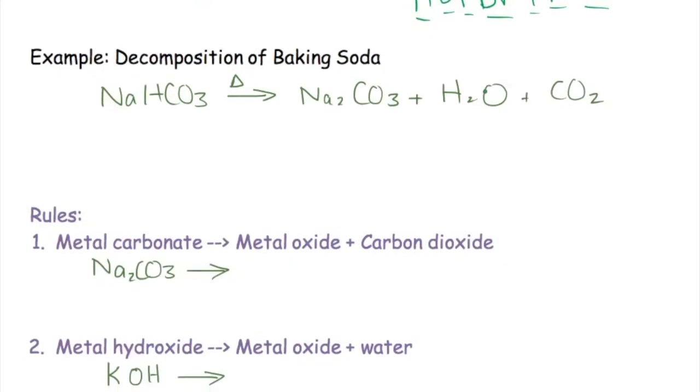Now, let's look at an example of decomposition in a reaction. Then we have the decomposition of baking soda. Baking soda is sodium bicarbonate. Whenever you have an H here, it's a bicarbonate. Now, we give the baking soda some heat, and the baking soda is going to break down to sodium carbonate, water, and carbon dioxide. You don't have to memorize this. This is just an example to show you that in decomposition, a compound breaks down to components.